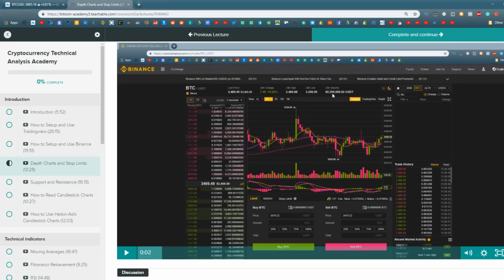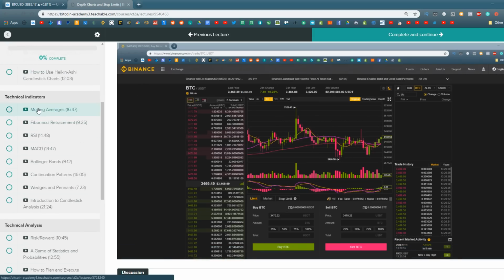So I try to go through it, and I think I do a pretty good job of running through Binance and showing you guys exactly how to use it. And everything I talk about in Binance is also applicable to another exchange if you want, because many of them are set up similarly, guys.